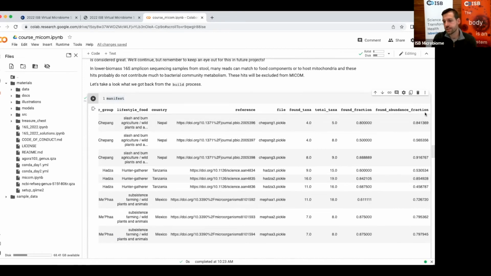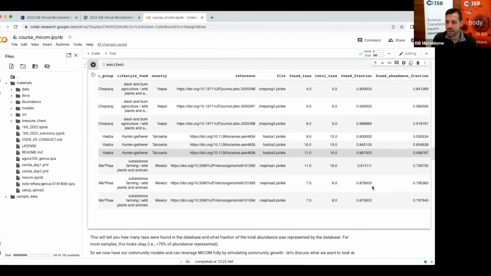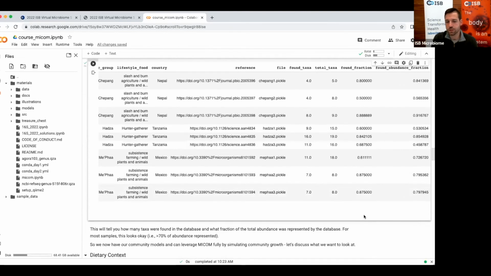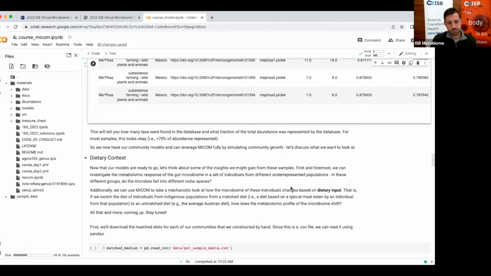And then the found abundance fraction is that found fraction weighted by relative abundance of taxa in each one of these samples. So we can see that most of these seem to be above 70% at least, which is pretty good. And then we see a few like this one here that's below 50% that don't have quite as many taxa mapping to the model database. And that's all right, we'll continue with that. But that's a good thing to keep an eye on when you're building your own Mycom models.